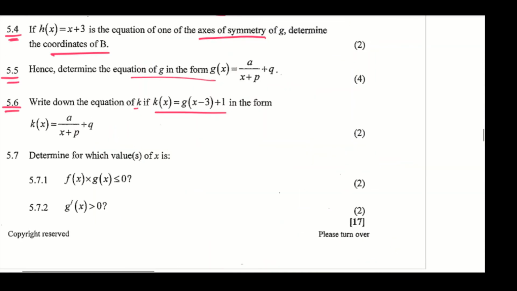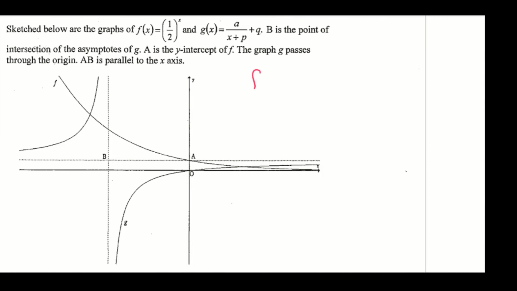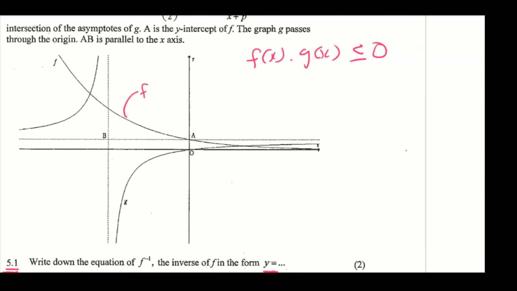Now we're doing 5.7. Determine the values of x for which, in 5.7.1, the graph of f multiplied by the graph of g gives you a solution of y which is less than or equal to 0. So it gives you a solution of y which is 0 or basically negative, right? We need to look at that. So when does that happen? You go back to your graph and look for a point where, when you multiply f and g, you get a solution that is less than or equal to 0. So we're going to look at that. This is our graph of f, this is our graph of g.